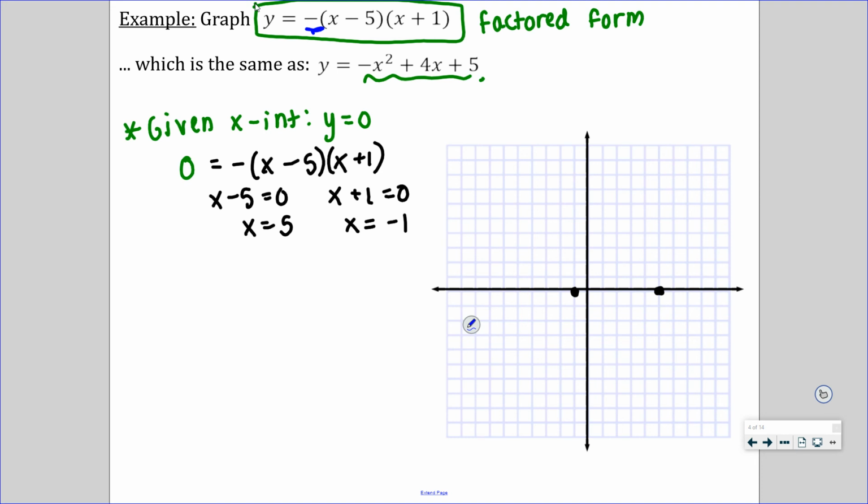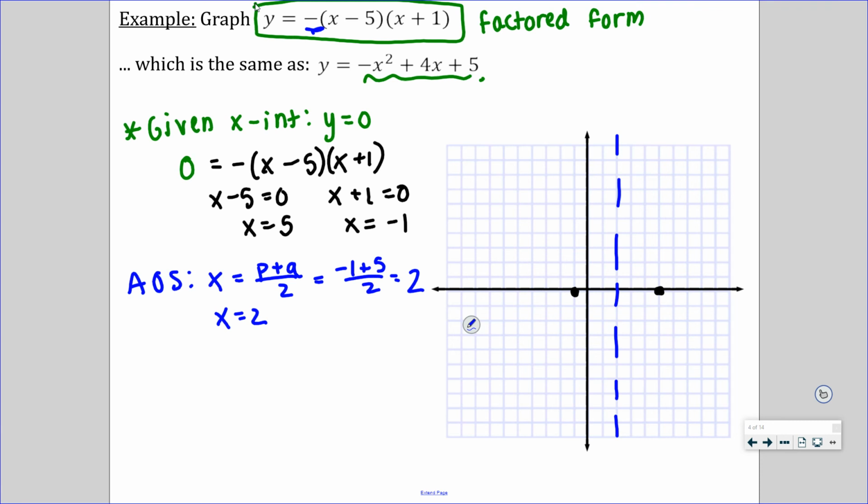All right, so my vertex is exactly halfway between these. So there's that little formula we put in our notes last time: p plus q over 2, which basically allows us to find halfway between these. But I know a lot of you could figure out what's halfway between negative 1 and positive 5. 2. So my axis of symmetry is at x equals 2. And the nice thing is you can draw that in if you want and visualize it. Yup, that is right halfway between my x-intercepts.